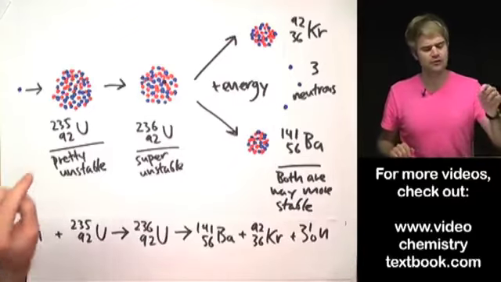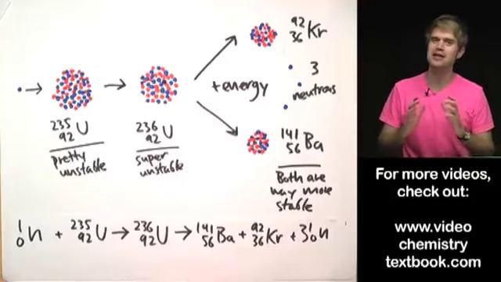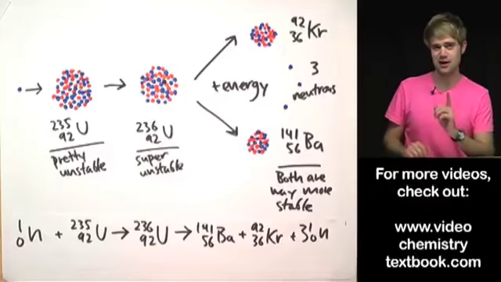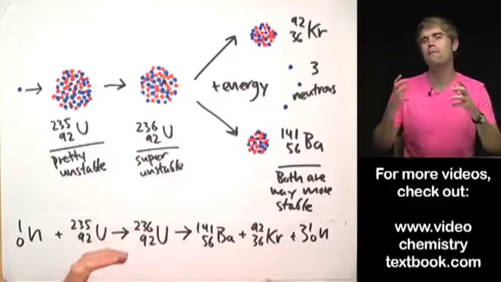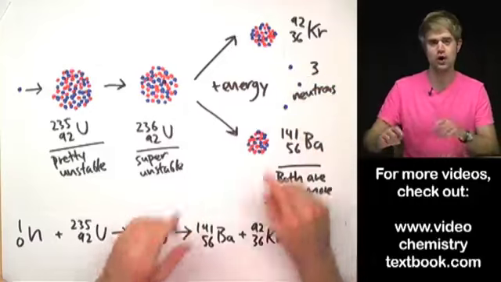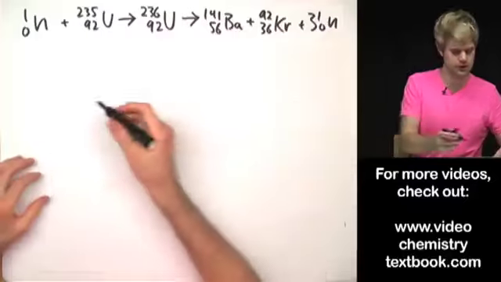But if all we're doing is splitting just one uranium atom, it's not going to produce a whole lot of energy, all right? If we want to make a whole bunch of energy, this is where these 3 neutrons are going to come in. Check this out. So let's look at the role of these 3 neutrons.